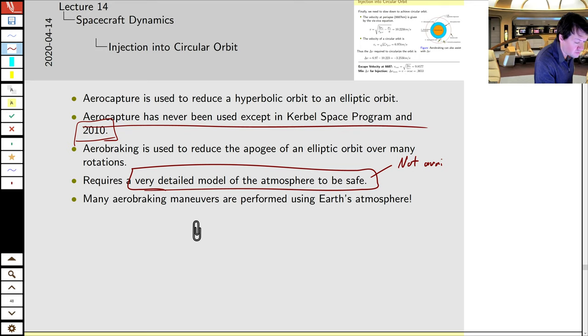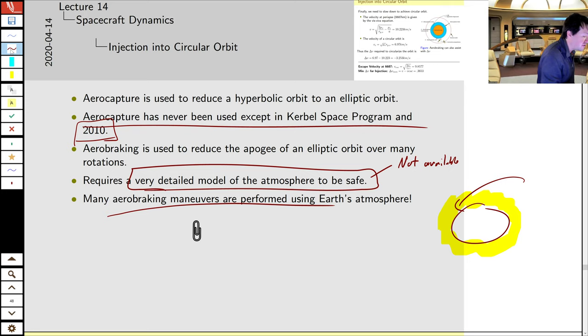Now, we do for Earth, so we have used air braking maneuvers extensively on Earth, right? Anytime you go to the moon and re-enter the Earth, right? They've been used since the beginning of the space program for Earth. But for any other planet, there's no humans involved. It's dangerous. So we've never really used aero capture on other planets quite yet.